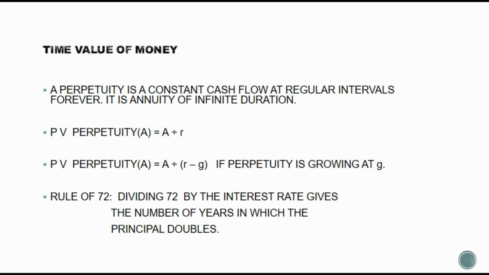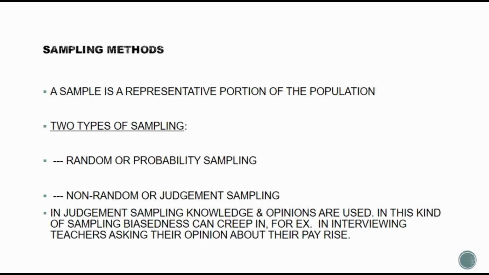Rule of 72: dividing 72 by the interest rate gives the number of years in which the principal doubles. Now, a sample is a representative proportion of the population.